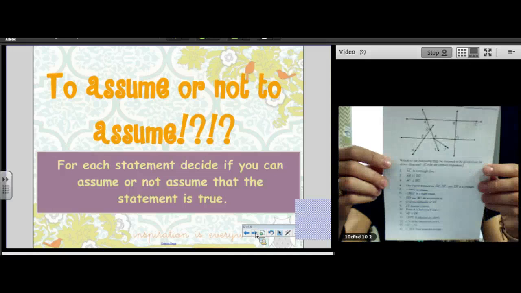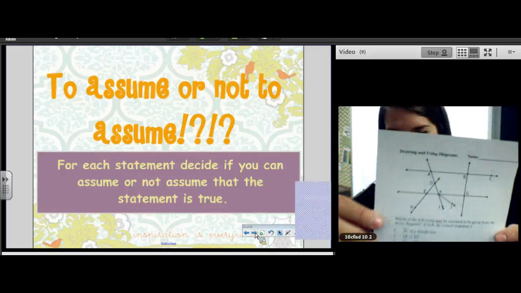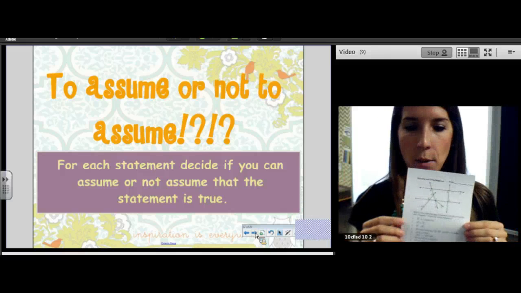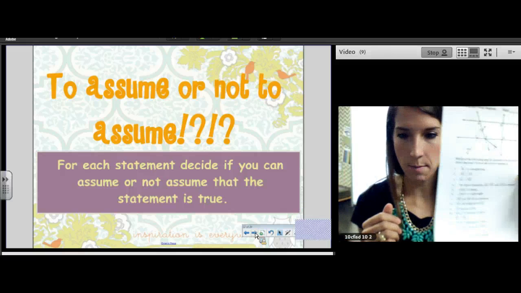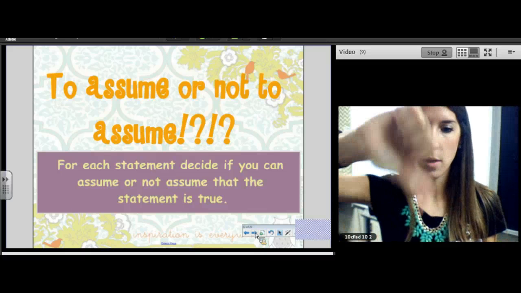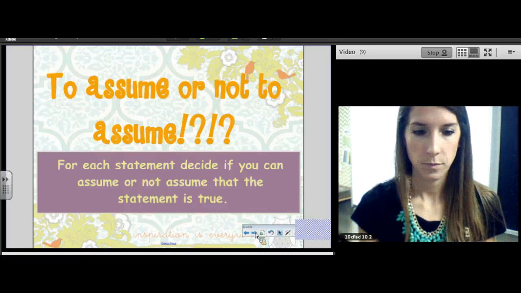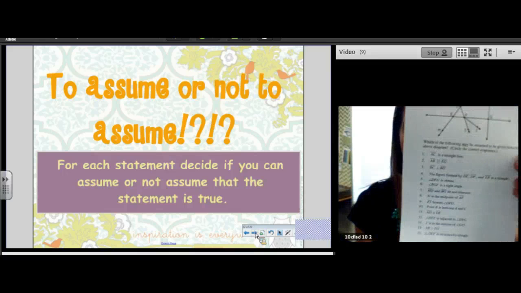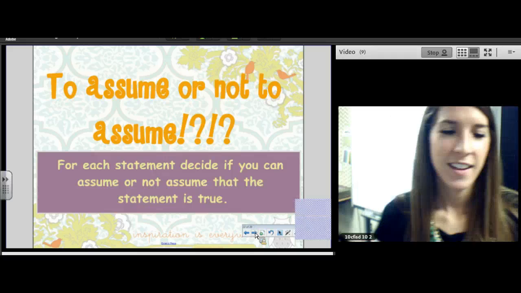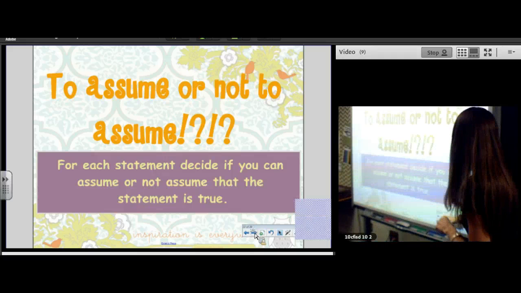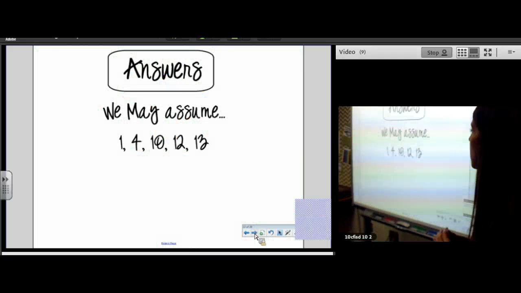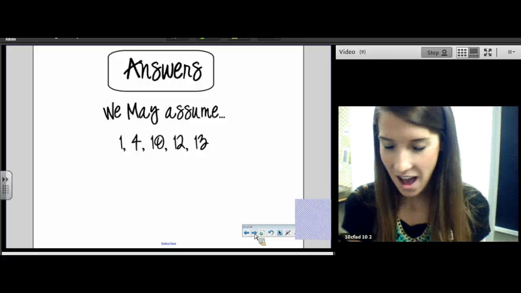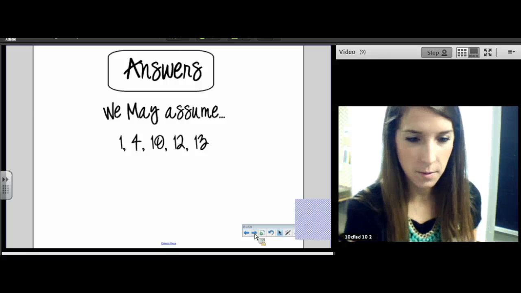So you should have this sheet out in front of you. Hopefully. And I want you to go through all 15 statements and decide if you can assume or not assume. I'm going to give you a little bit of time to decide. All right, let's go over the answers. I hope they're the right answers. Here are the ones that we may assume. See how you did and ask me questions on the ones you got wrong.